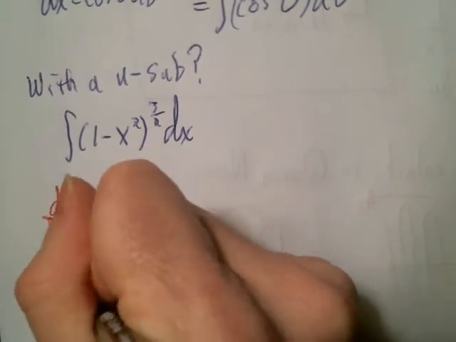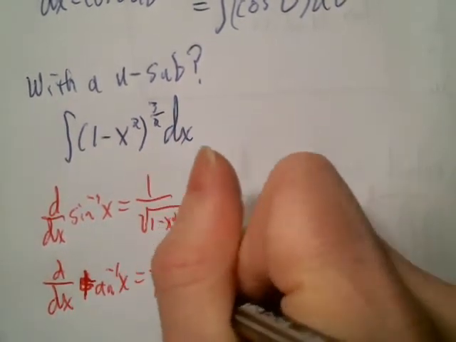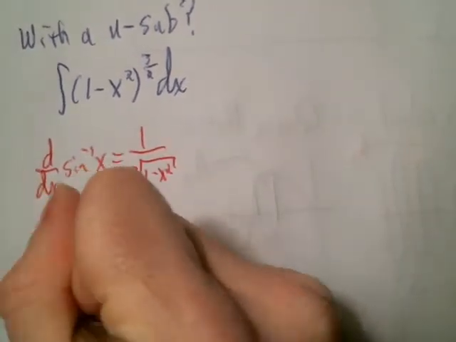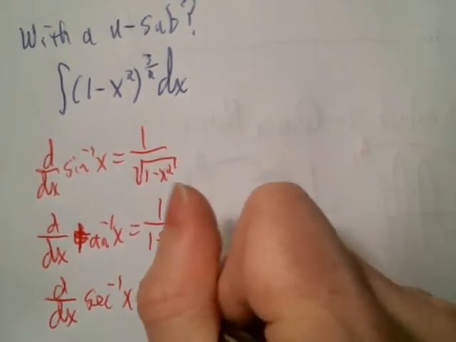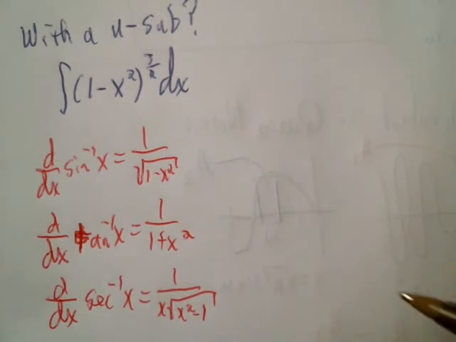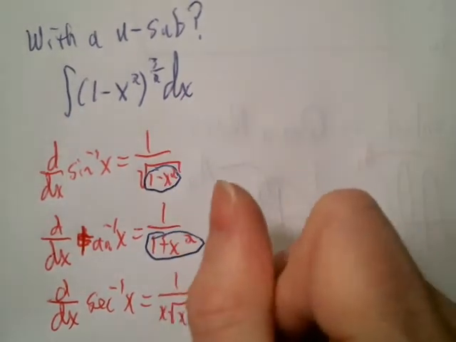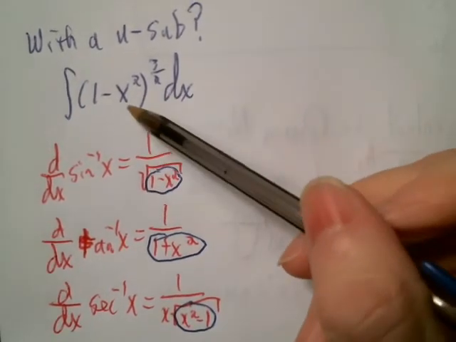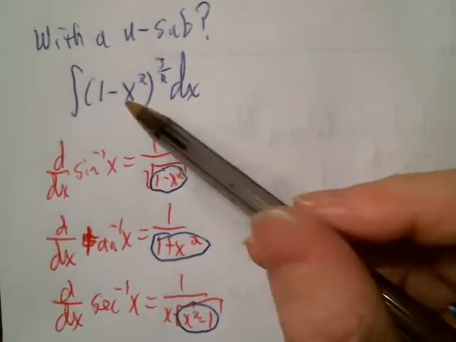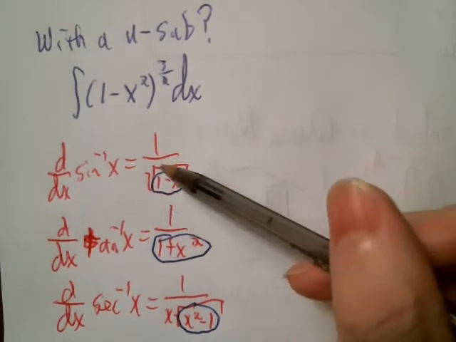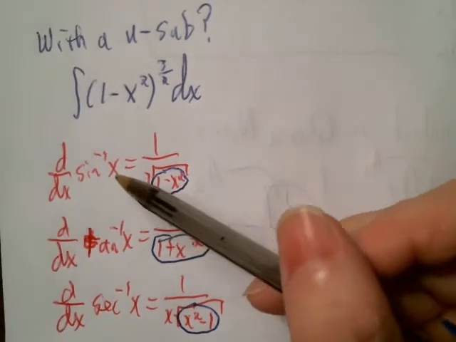Tangent, we want tangent. Okay, so the derivative of tangent inverse x is 1 over 1 plus x squared. And then the derivative with respect to x of secant inverse x is 1 all over x square root of x squared minus 1. Okay, so there's 3 basic forms here. If you see one of those forms in your integral, that's going to be the u sub. In particular, if you see the 1 minus x squared, that will be similar to this derivative, and so you'll do a u sub for u equals sine inverse x.